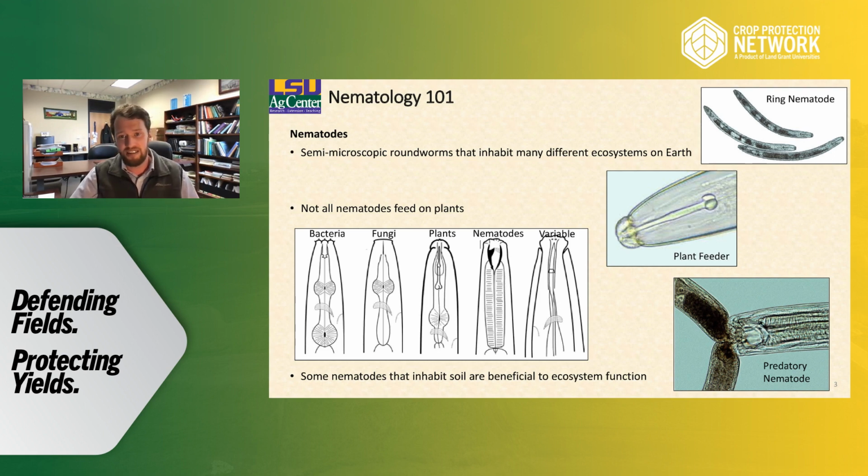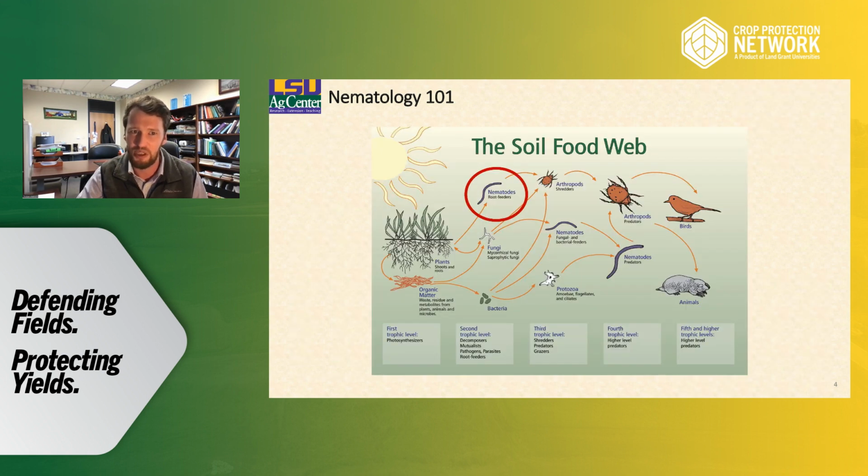And then we have nematodes that feed on all sorts of different food groups. So we call these omnivorous nematodes. And the point I want to emphasize here is that some nematodes that inhabit the soil are beneficial to ecosystem function. So we're not out there to try to kill every nematode in the soil. It's specifically the plant parasitic nematodes that we're after.